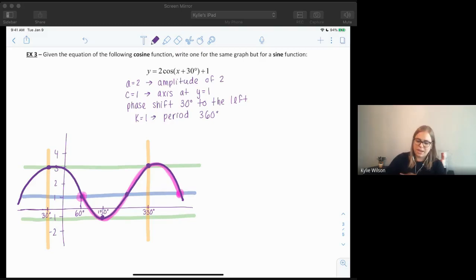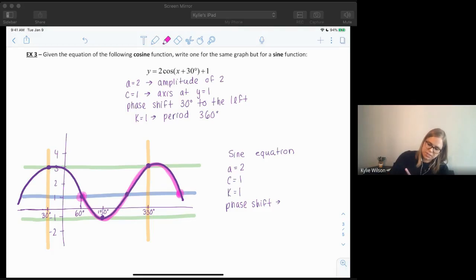So now let's make our sine equation. Again, from above, we still have that a equals 2. We still have that c equals 1. We still have that k equals 1. The only thing that's really changed is our phase shift. In this case, my equation used to start here, but now it starts here. So I've moved 60 degrees to the right.